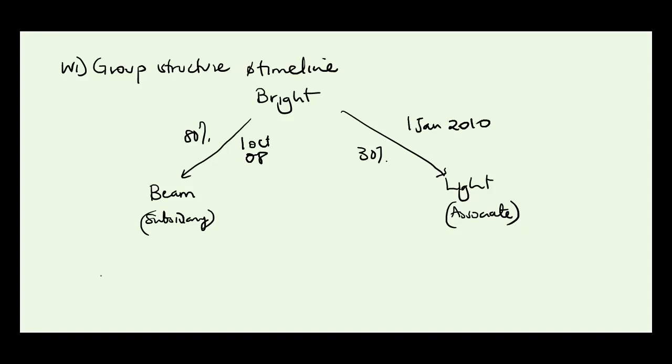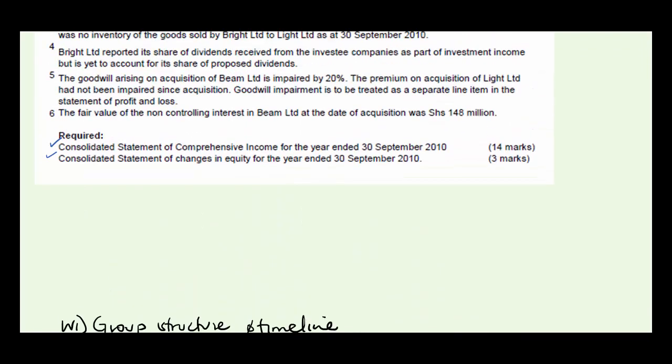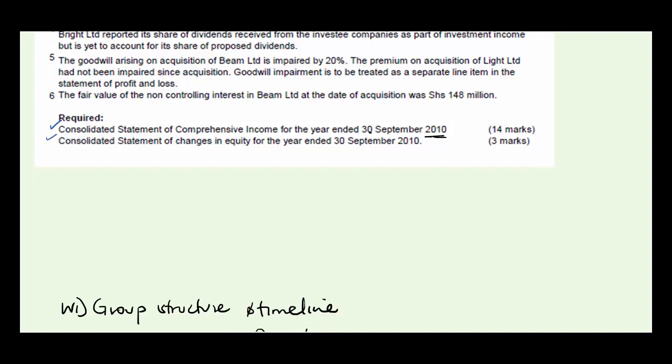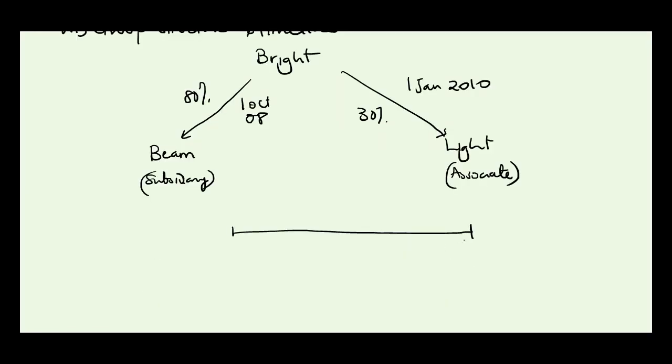So let's now draw my timeline looking at my current year. My current year is ending which date? We can do that by looking at the requirements. That is September 2010. Meaning that my year must have started on 1st October 2009. So when did we acquire all these companies? Beam was acquired on 1st October 2008, meaning that it was acquired a year ago.